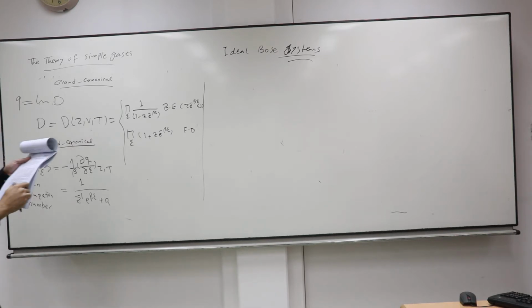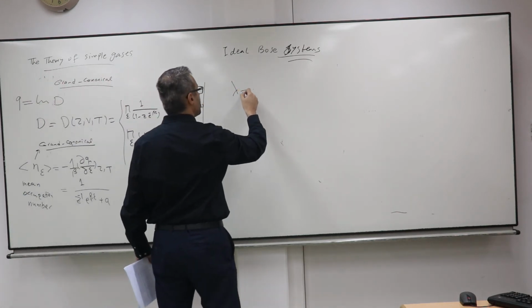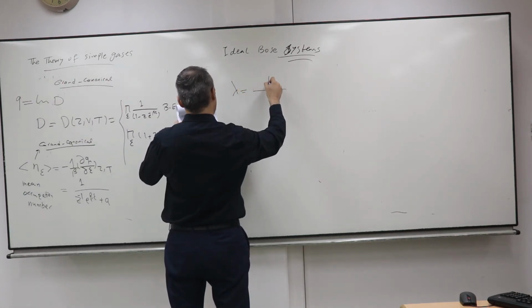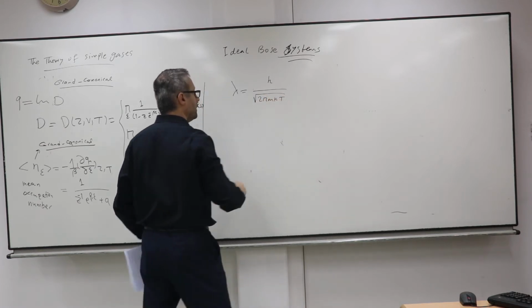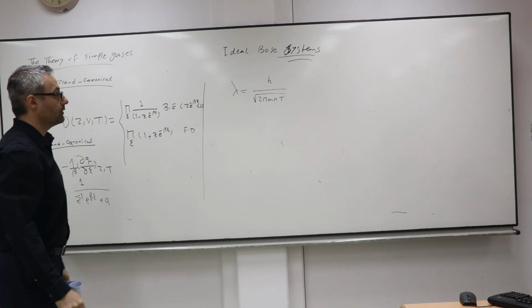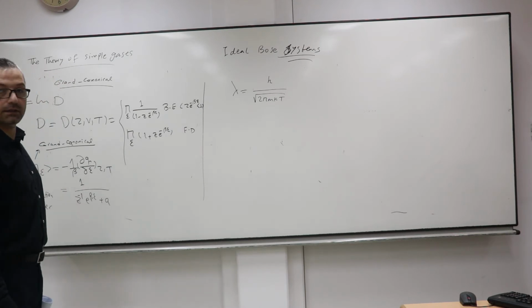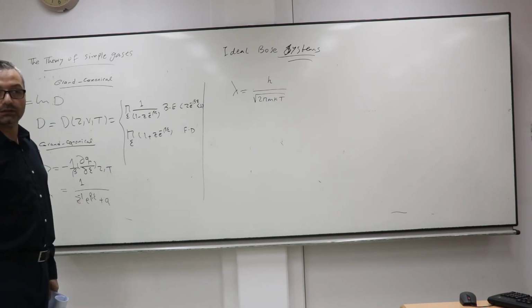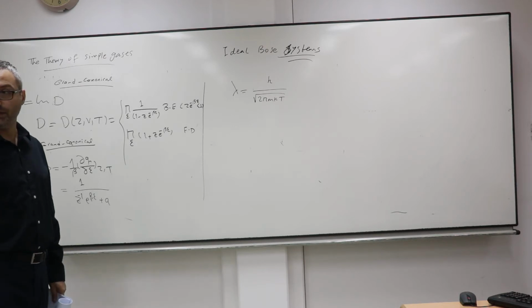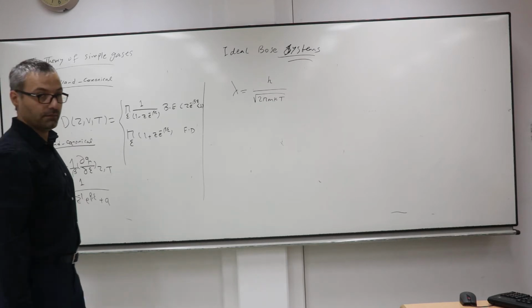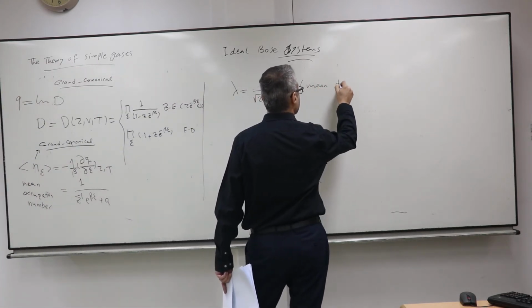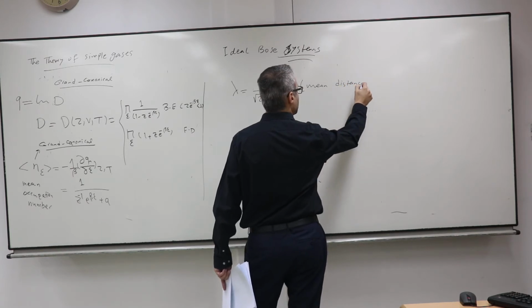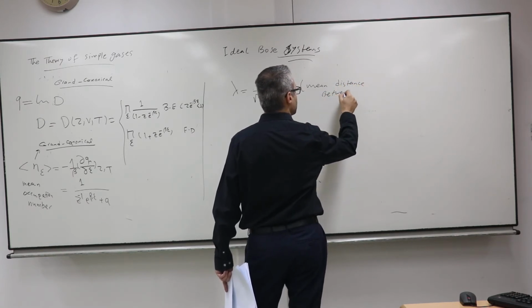You remember we defined a quantity very fast. We call it the thermal wavelength. Even in Halliday's Fundamentals of Physics, you can find it. This is actually in the order of the mean distance between particles in a gas.